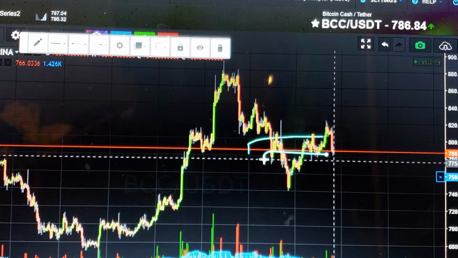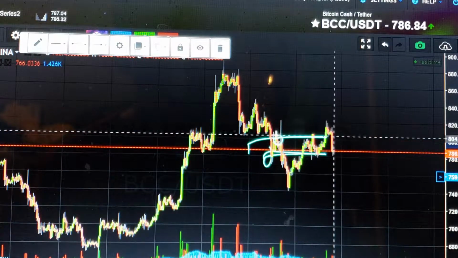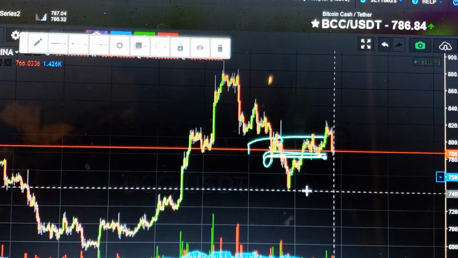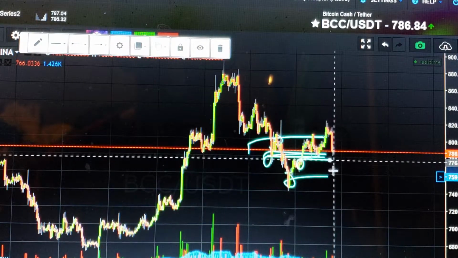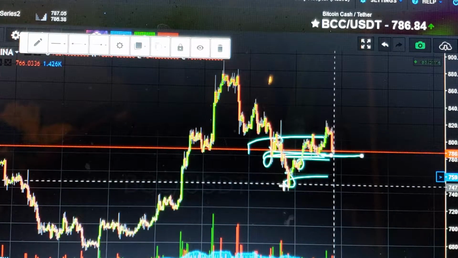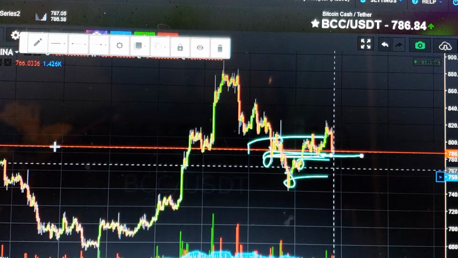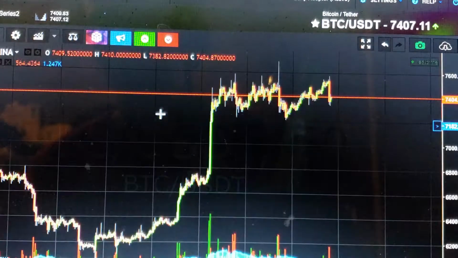It came down. You could have bought this. Exit. This would have become your base. Could have bought. Exit. Now our base is here. You do the same thing with BTC.